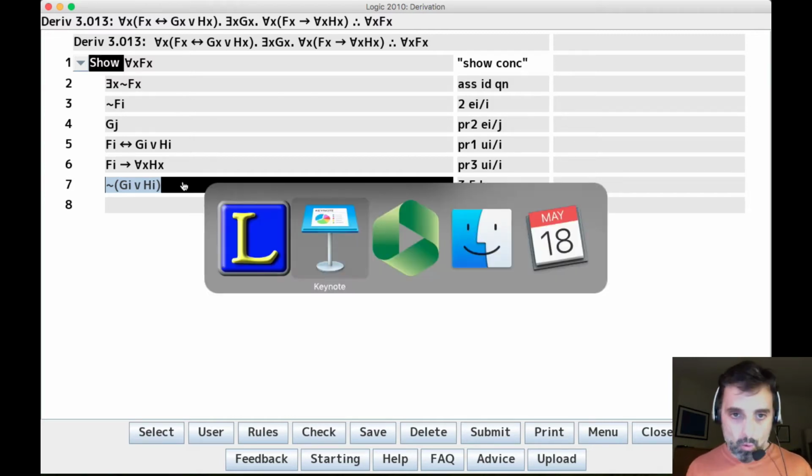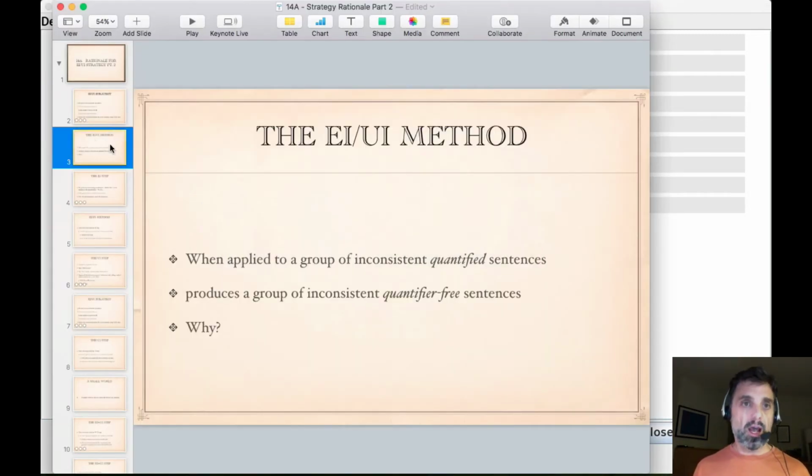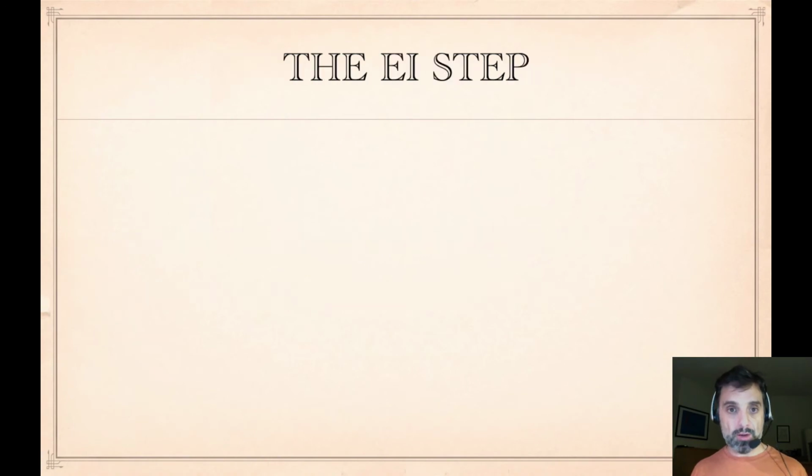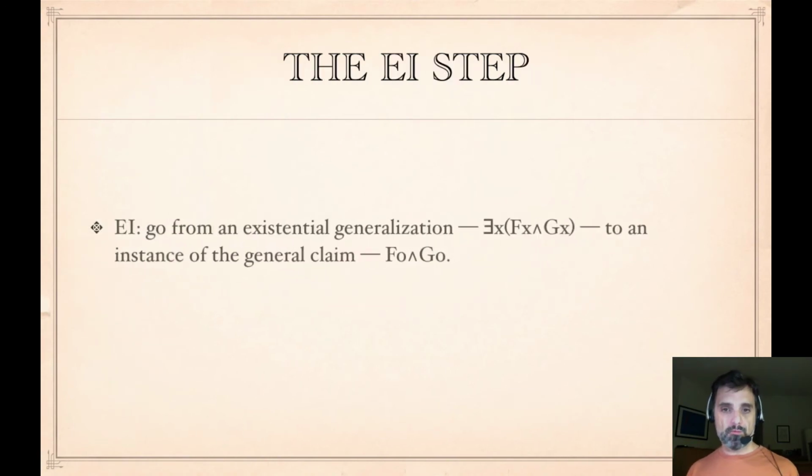So why does it work? Why does the EI+UI method work? It does get you to quantifier-free inconsistent sentences. Why? That's the question. Let's think about EI. When you do EI, you go from an existential generalization, like some x, fx and gx, to an instance of the general claim. So let's say fo and go, and it's an instance of the general claim because now you're talking about a particular thing, whatever o refers to. And you're saying that it's f and g, whereas before, the previous claim doesn't say anything about which particular thing is f and g.